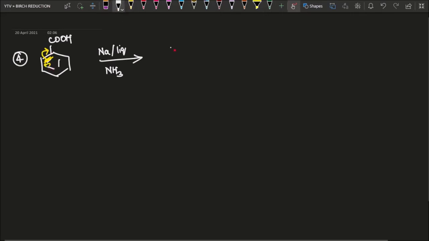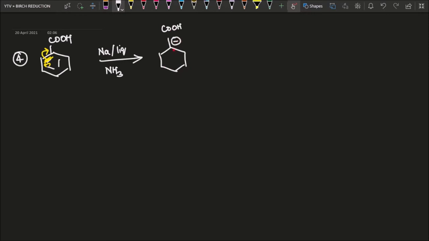So the first step, the substrate is going to get converted to something like this. Here we have COOH. The negative charge is present on this carbon, and one double bond has shifted over here. The other double bond is present as it is. So here there is going to be a positive charge. Now why have we shifted like this?